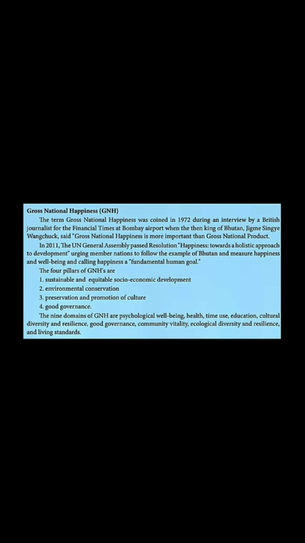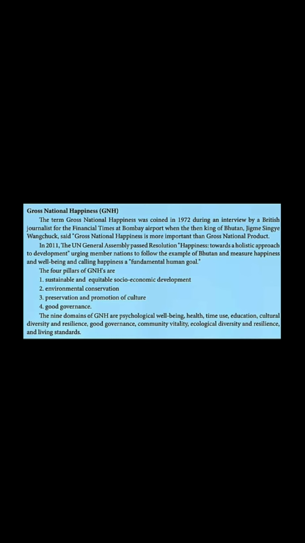Also this gross national happiness contains 4 pillars. Do you know what are the 4 pillars of gross national happiness? First one, sustainable and equitable socio-economic development. Sustainable, that means what? Stable, isn't it? Nilayana. And equitable, equally, samamana. And socio-economic development. That is the first pillar of GNH.